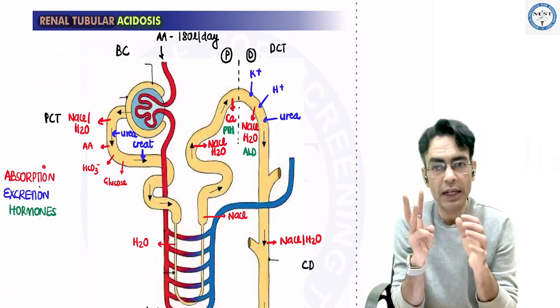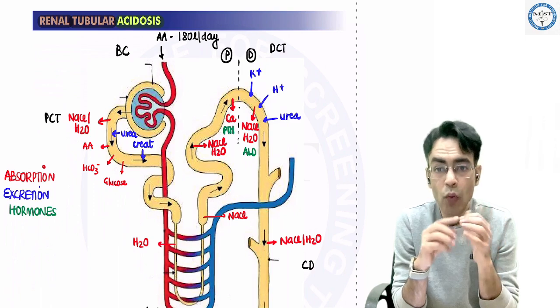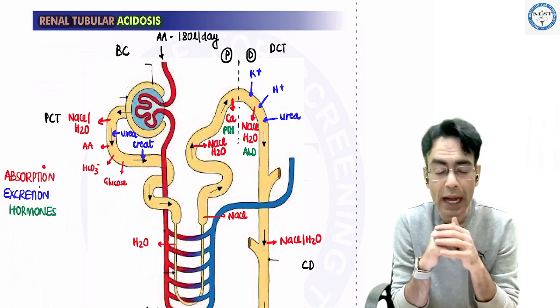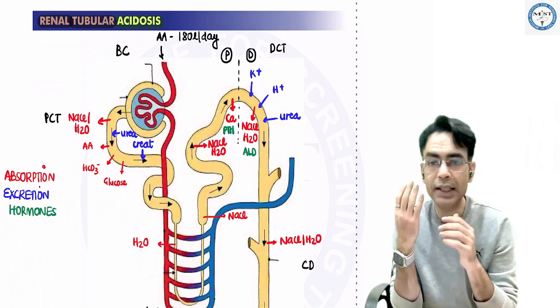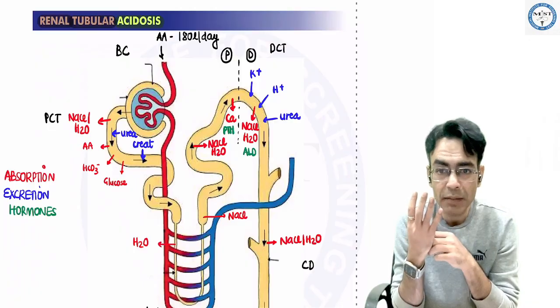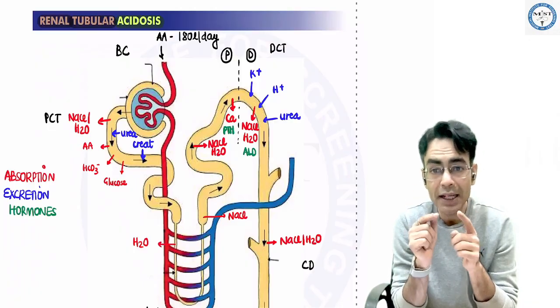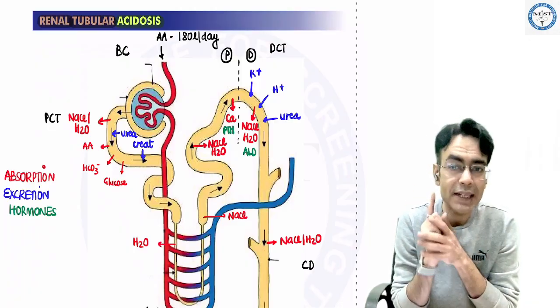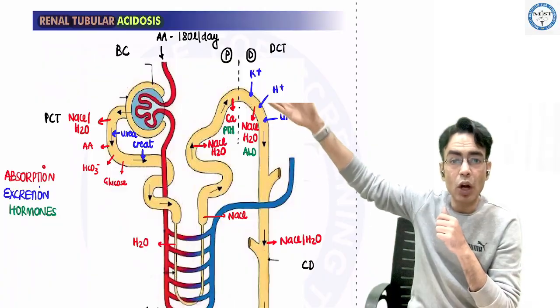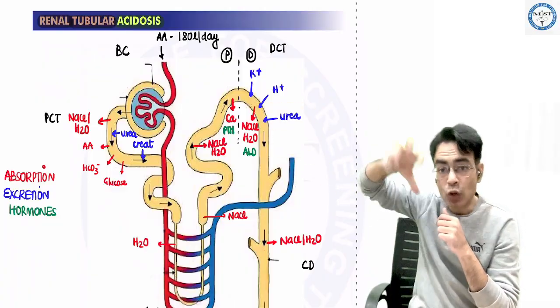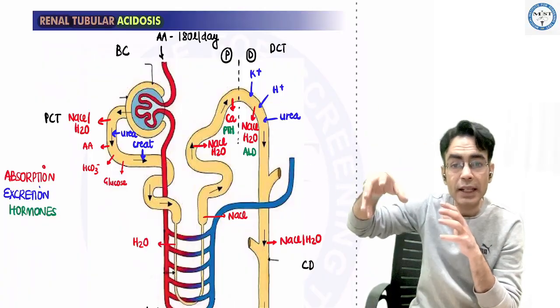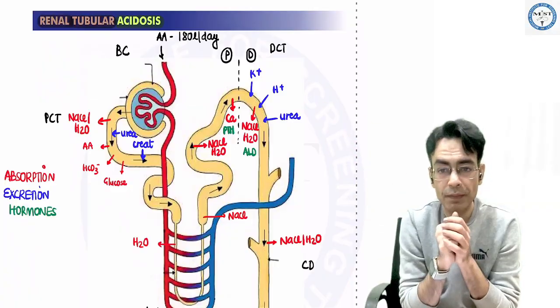Secondly, you just learn three lines. RTA with hyperkalemia is RTA type 4. Hyperkalemia, RTA type 4. RTA with renal stones is RTA type 1 because there will be DCT damage. So you will not be able to absorb the calcium back in the blood. It will remain in the kidney and it will cause renal stones.